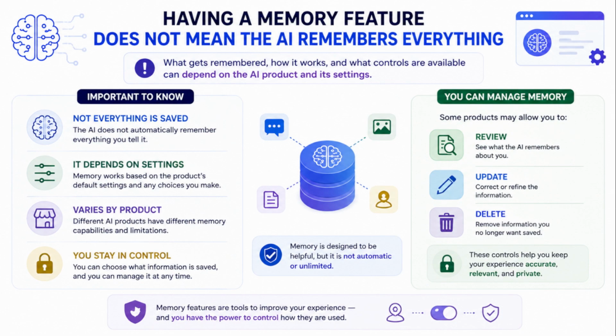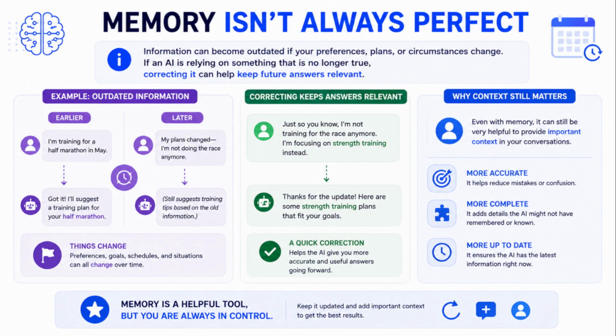But having a memory feature does not mean the AI automatically remembers everything you tell it. What gets remembered, how memory works, and what controls are available can depend on the AI product and its settings. Some products may also allow you to review, update, or delete remembered information. Memory isn't always perfect either. Information can become outdated if your preferences, plans, or circumstances change. If an AI is relying on something that is no longer true, correcting it can help keep future answers relevant.